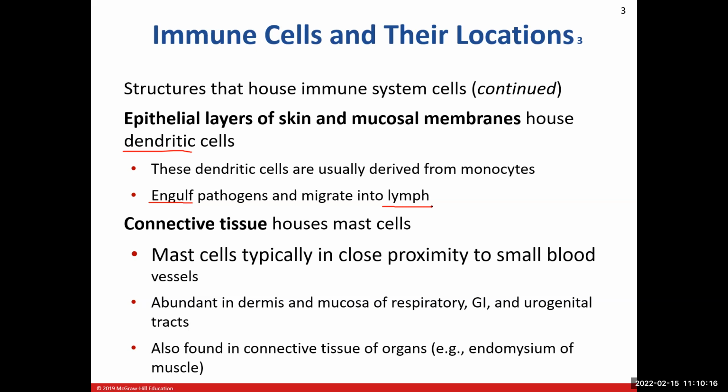Because basically they'll eat something up, they'll break it down, and then they just stick whatever it is that they just imbibed, and they put it all over its body, all over the cell. It's interesting. We'll talk about that.